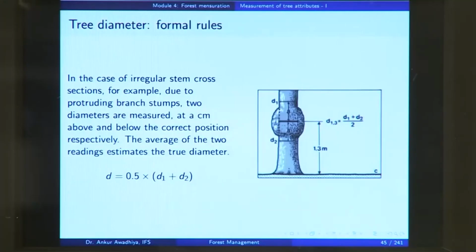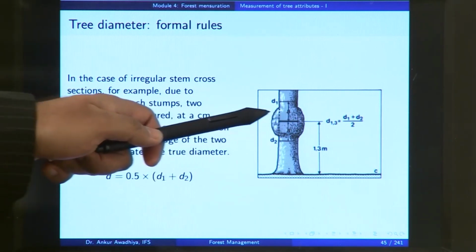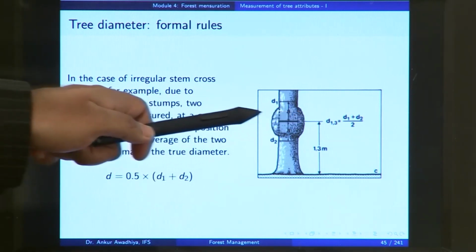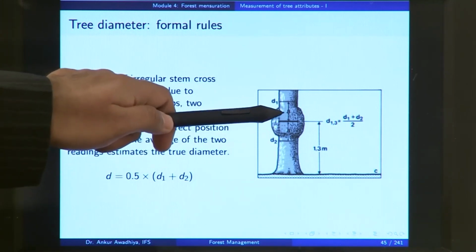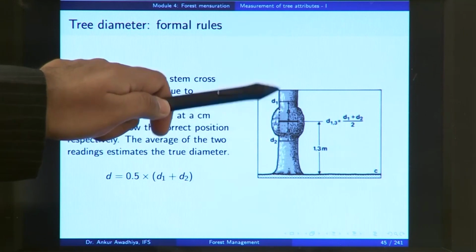In the case of an irregular stem cross section, for example, due to protruding branch stumps, two diameters are measured at a centimeter above and below the correct position respectively, and the average of the two readings estimates the true diameter. So, in this case your 1.3 height is having a protuberance.